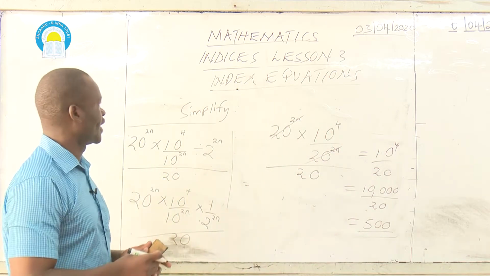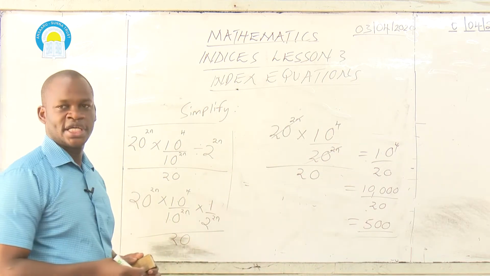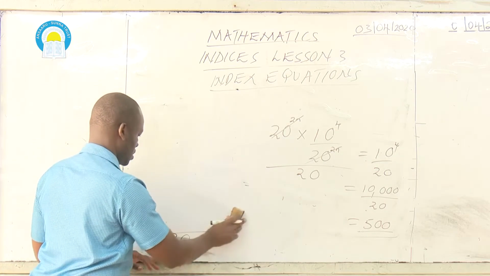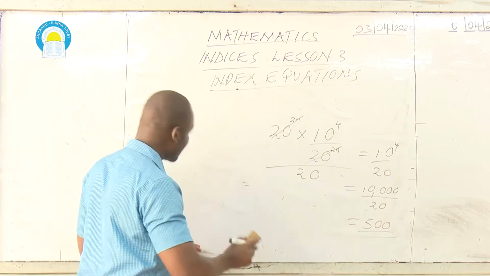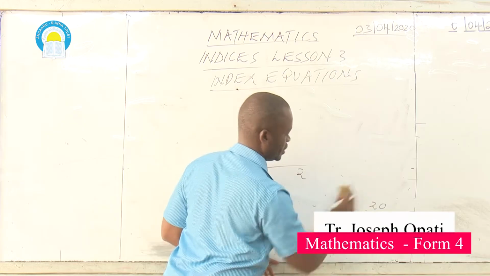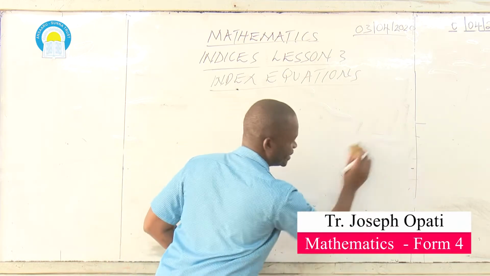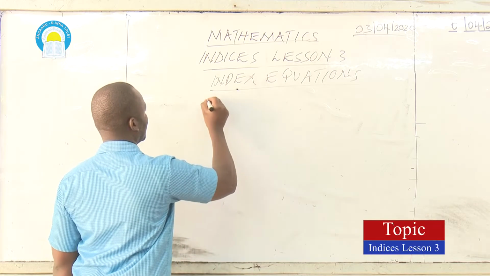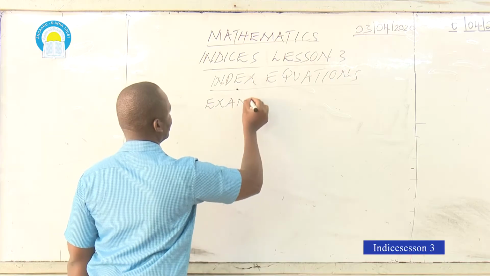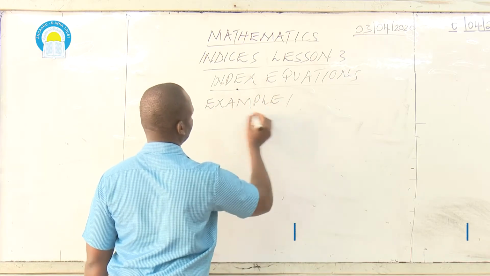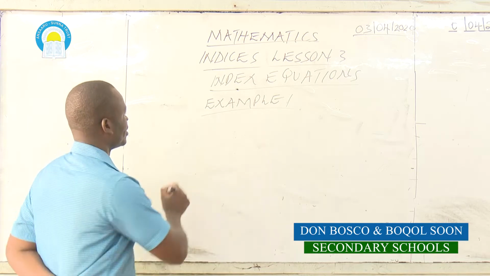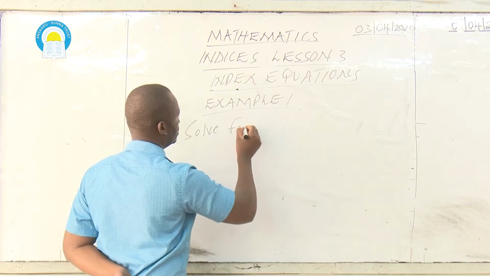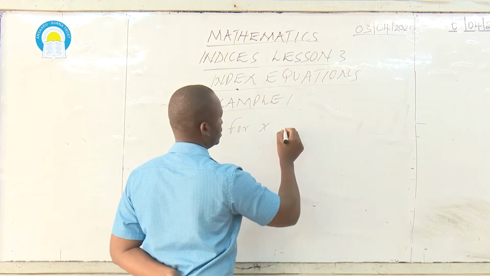So index equations, quickly, let me go through them. I'll be giving questions which come in different unique ways. Number 1, this is the first example. Example 1 under index equations: you're told solve for x.